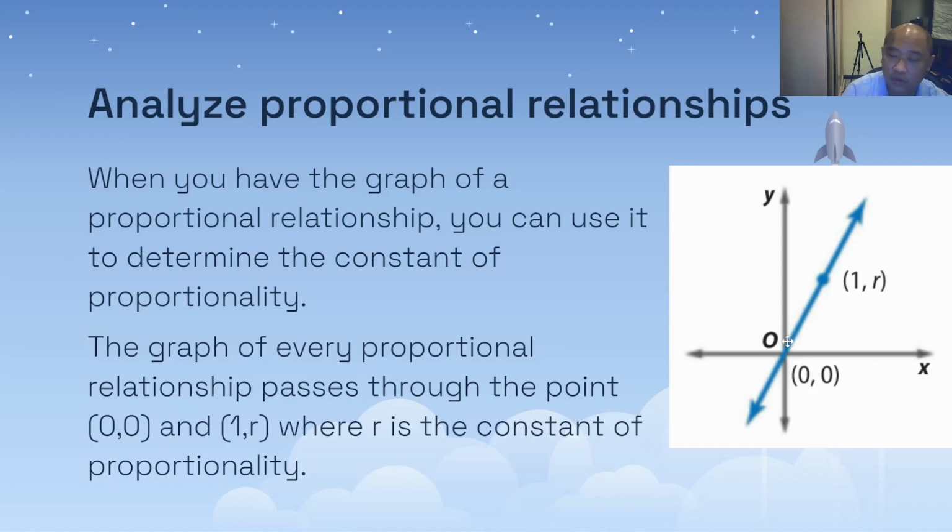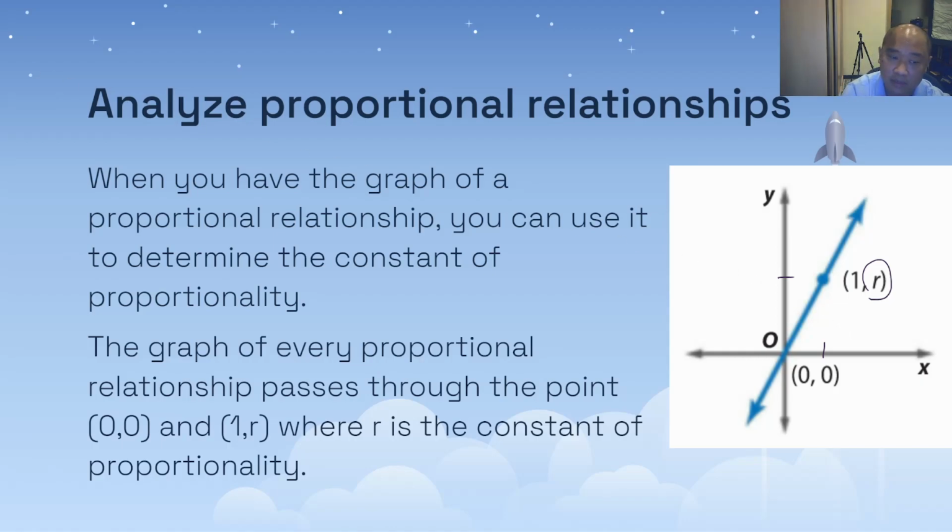When we're looking at the graph of a proportional relationship, we can use it to find the constant of proportionality. So this graph is going to have a point where the x value is 1 and the y value is r. And I don't know why we call it r. Maybe we should call it k, because we've been using the letter k for constant of proportionality, but we're using the letter r now. So in this case, r is the constant of proportionality.